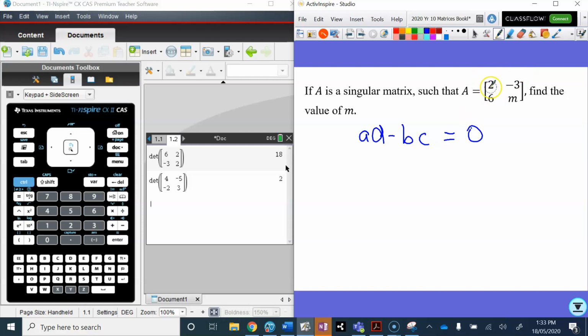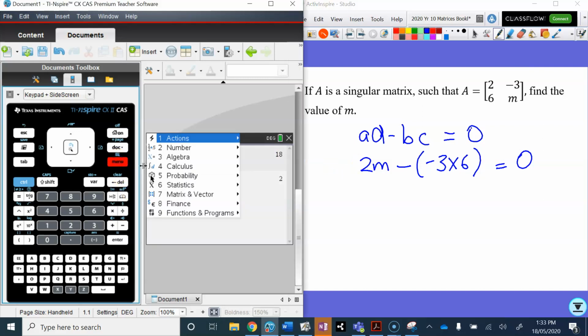So in this case, A times D is 2M minus B times C, negative 3 times 6, and I know that equation is equal to 0. So if I wanted to use the calculator straight from there, I can do it straight from there.